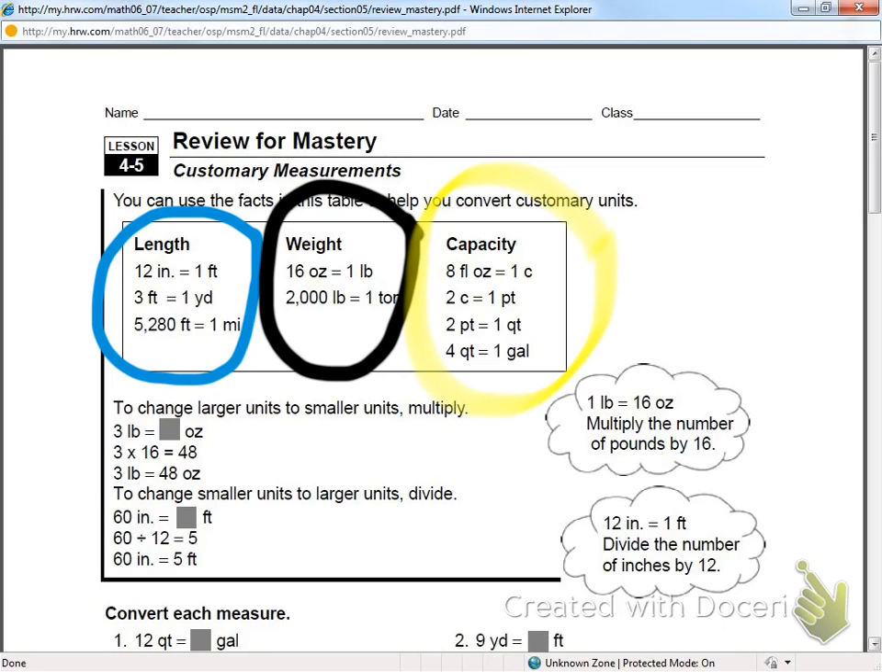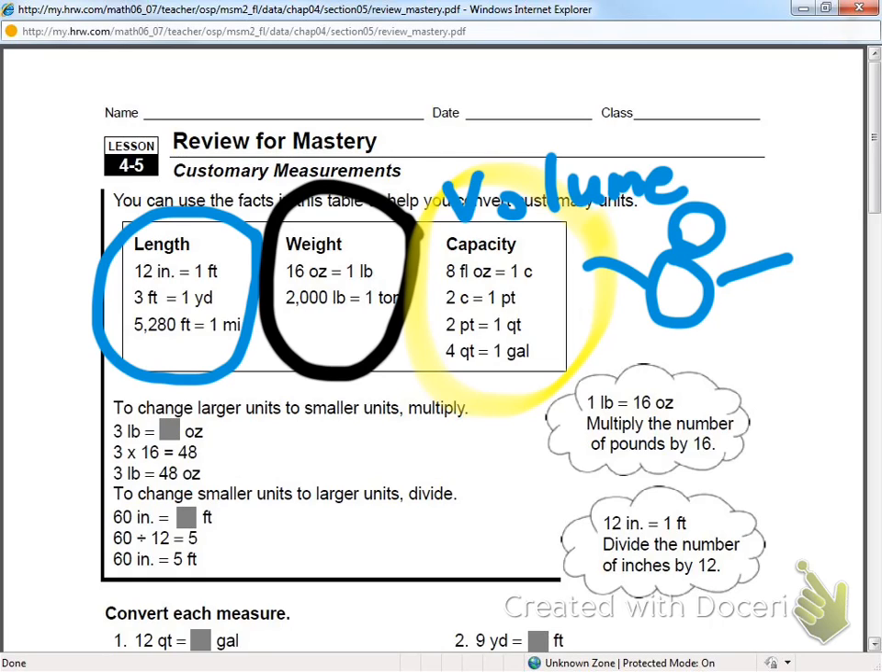For capacity, this is how much you can fill the volume of something. This would be 8 fluid ounces equals a cup, 2 cups equal a pint, 2 pints equal a quart, and 4 quarts equal a gallon. Some of you may have done Gallon Man when you were in elementary to help you remember that. So this is going to be our frame of reference we're going to look at for the top.